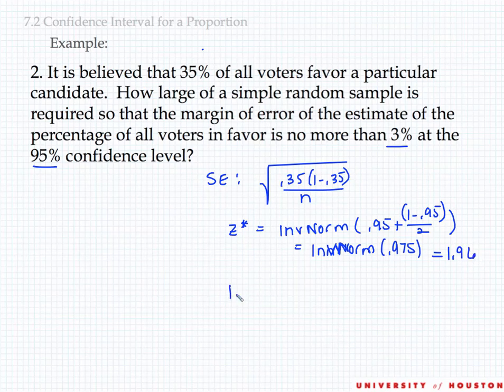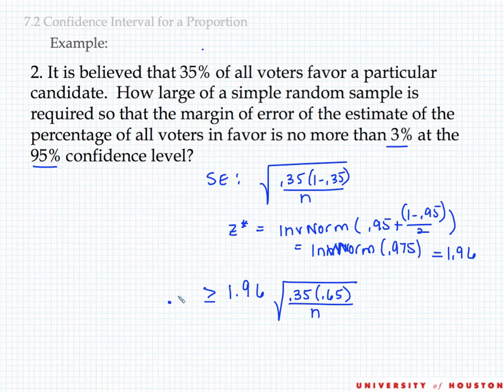So our formula will be 1.96 times the square root of 0.35 times 0.65 over n. And we want that no more than 3%. So we want it less than or equal to 0.03. Now we're going to solve this, and I'm going to do some division and cross multiplying here. So we're going to divide 0.03 by 1.96.